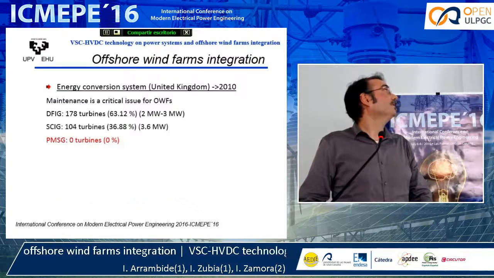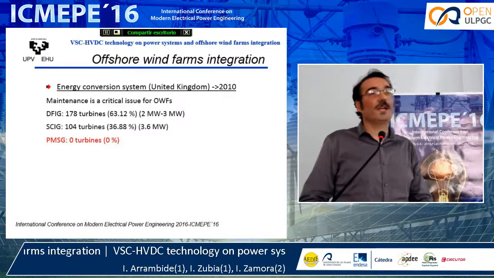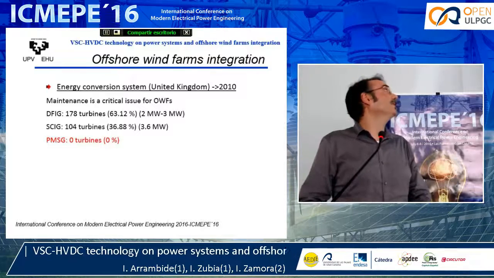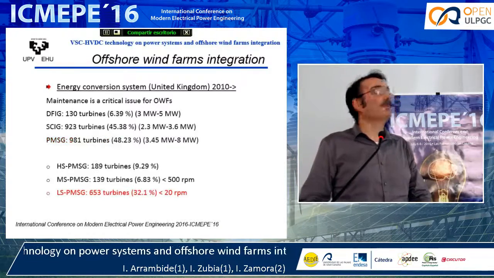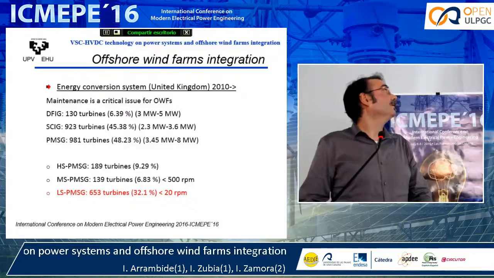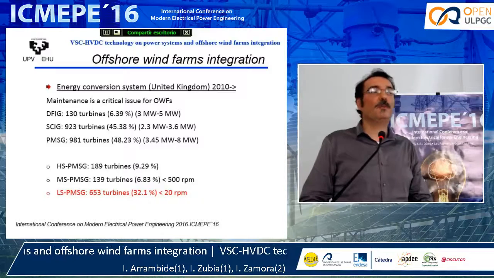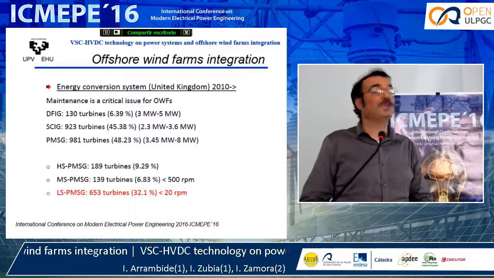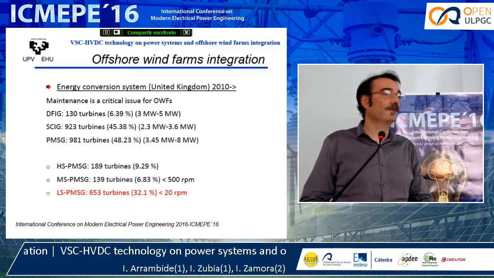Let's look at the United Kingdom. Until 2010, they didn't use permanent magnet synchronous machines, but nowadays the situation is just the opposite. As in Germany, they don't want to use slip rings in turbines, and they prefer to use low-speed permanent magnet synchronous machines. No gearbox, direct drive.